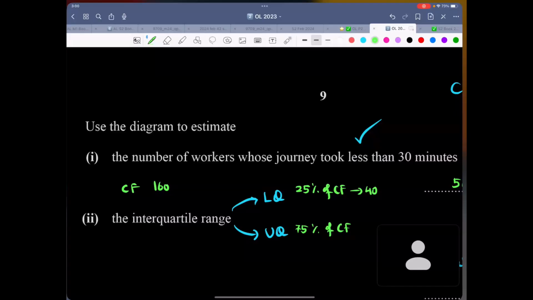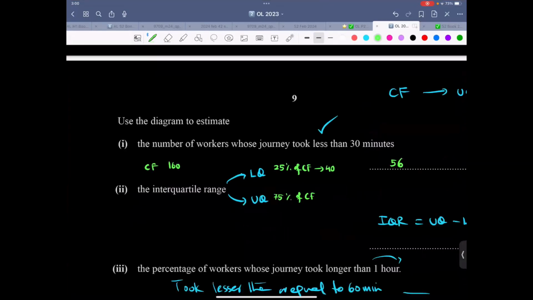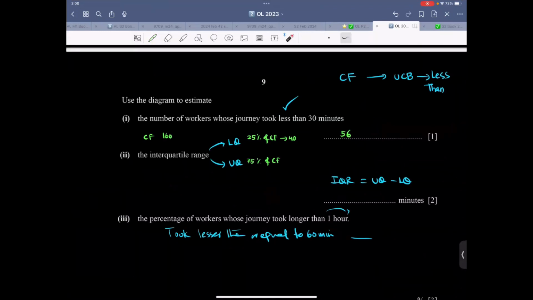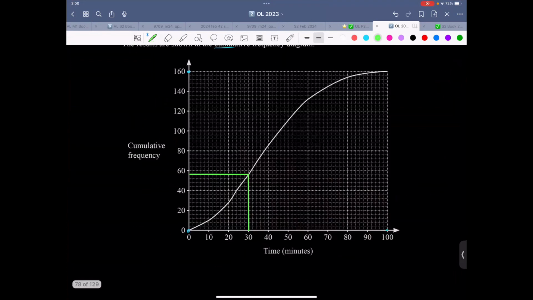So now let's continue. We were on this question, and now we are interested in finding the interquartile range. So we need to find the upper quartile and the lower quartile. Lower quartile is 25% of CF, which is 40, and 75% of CF is 120. So let me go to the diagram again.